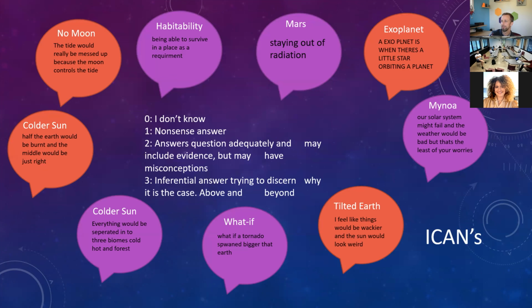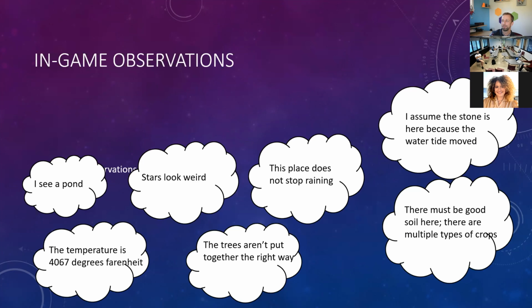What we really want to see are inferential answers that say, okay, Earth without a moon would be like this, and here's why I think it would be like that. But those tend to be pretty rare.